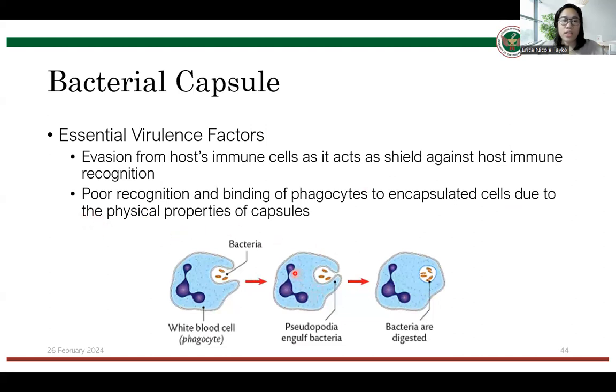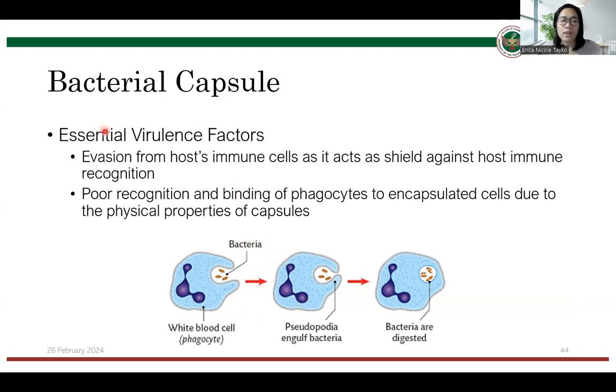So kasi 'di ba, the bacteria that gets inside your body, usually your white blood cells will be the ones to attack that. So your white blood cells, part of your immune system, would now engulf your bacteria with the process of phagocytosis. So the white blood cell is a phagocyte. It will now parang eat yung bacteria.